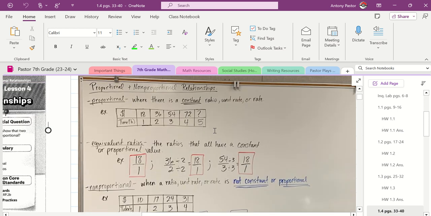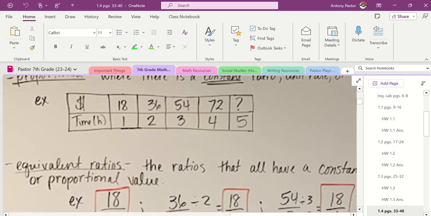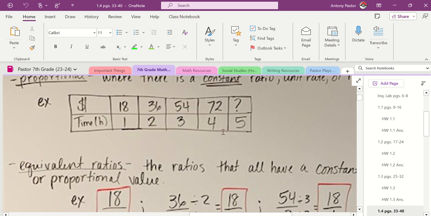Equivalent ratios. So one could even say that 18 over 1 and 72 over 4 are equivalent. They are because if we simplify them, all of these right here, 36 over 2, 54 over 3, 72 over 4, 90 over 5, which was 18 times 5 is 90, all of these are equivalent ratios to 18 over 1. They are all equal to 18 over 1 when we simplify them.